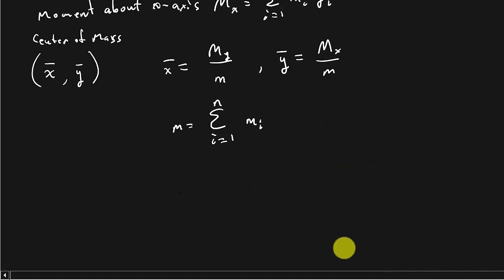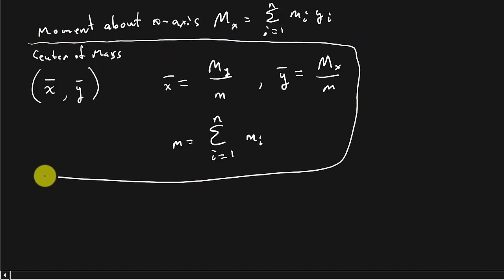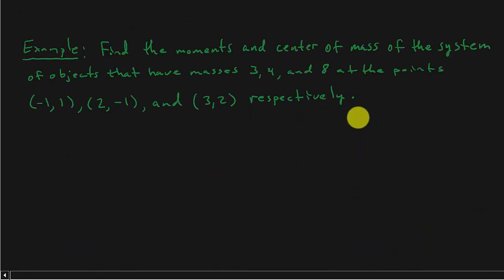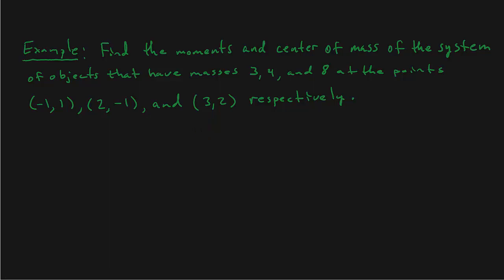So I think now, this is the formula you're going to need. This is what you're going to need to find the center of mass for a group of points. So let's look at an example. It says find the moments and center of mass of the system of objects that have masses 3, 4, and 8 at the points (-1, 1), (2, -1), and (3, 2). Okay. So let's look at that and see what we get.